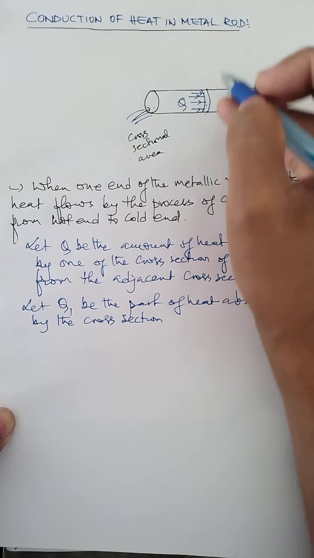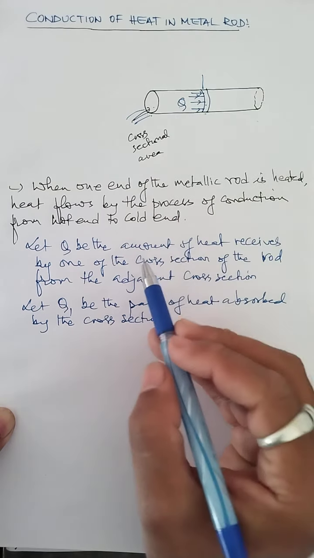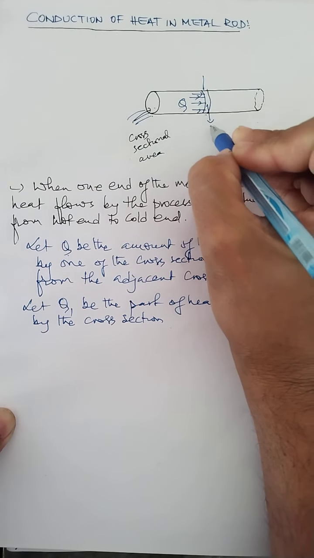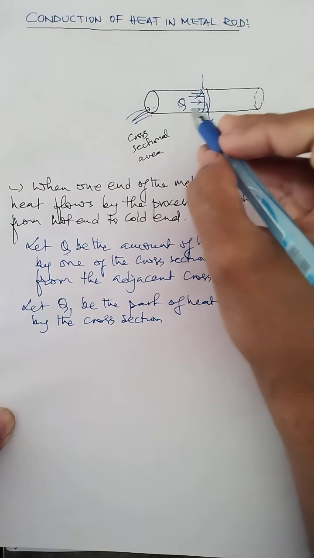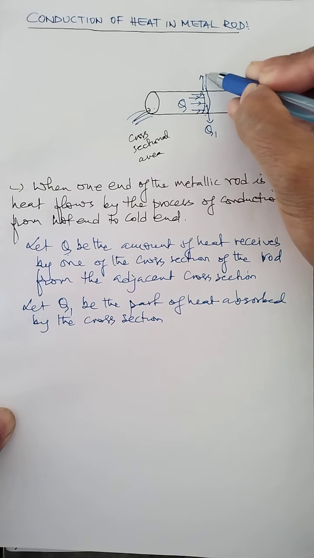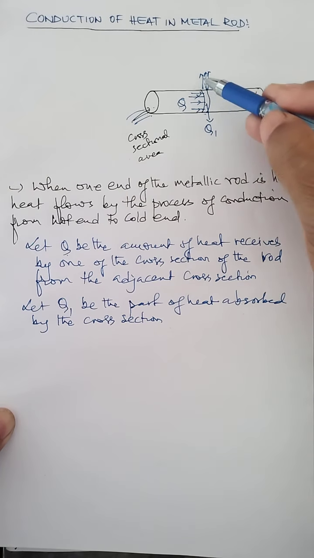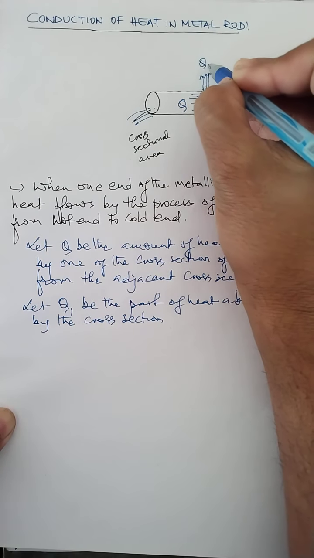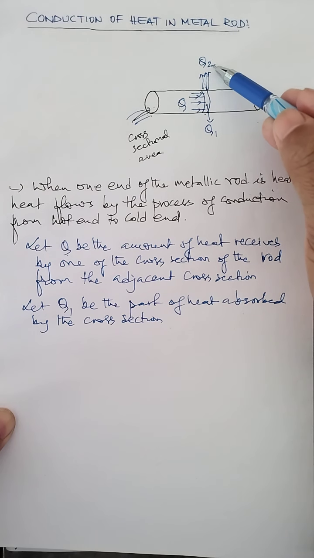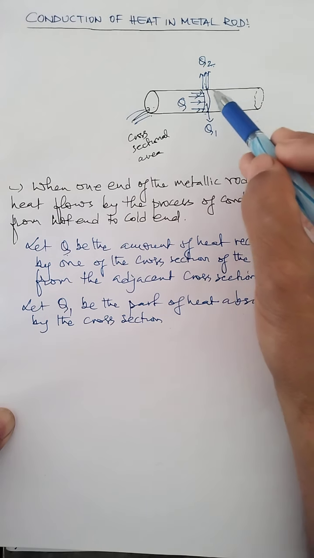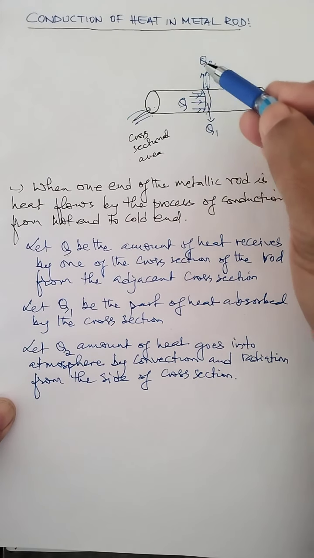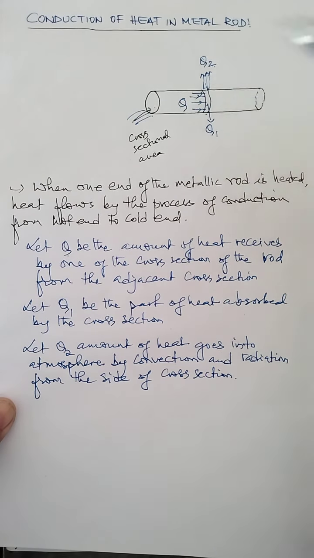So when this end is open, the total amount of heat received by the cross section is Q, and the amount of heat absorbed by this cross section is Q1. Out of Q, some part of heat simply goes out from this end through processes like convection and radiation. That amount of heat is, say, Q2. So Q2 is the amount of heat that goes out from this cross section, from the side, through convection and radiation.